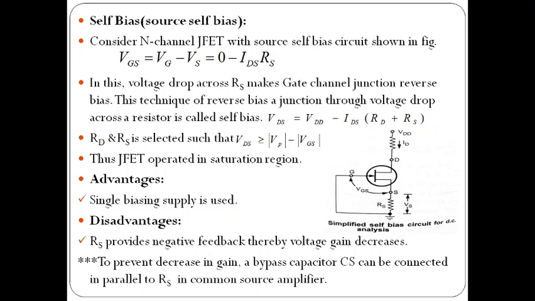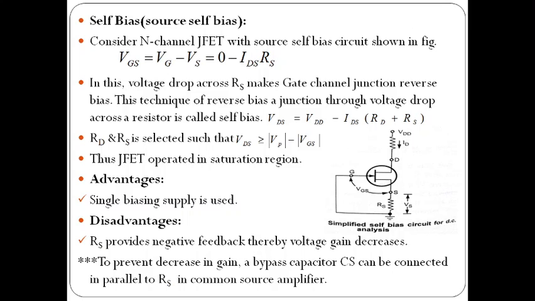So in this we are considering the N channel JFET with source self bias. This is shown in the figure in this slide. So we can write, we know VGS equals VG minus VS. We know VG equals 0. Here you can observe VG equals 0, because we short circuit the gate to the ground through RG. So VG equals 0 and VS equals the drop across the RS resistor.